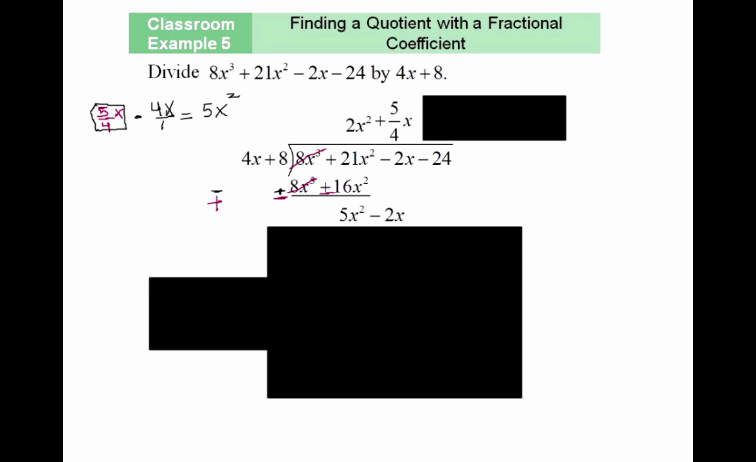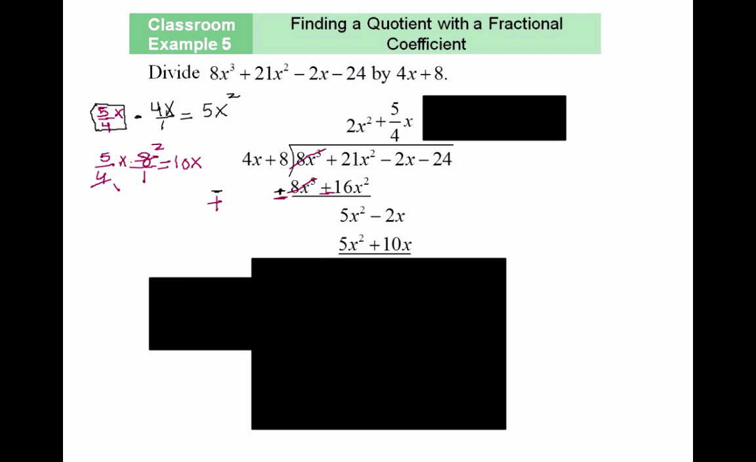If I multiply 5/4 x now by 8, right inside, we need to know what 5/4 x times 8, or 8 over 1, is. I can reduce this. This becomes 1, this becomes 2. Looks like you get 10x here. So the remainder here would become subtracting 5x squared plus 10x from 5x squared minus 2x. That would be my remainder.